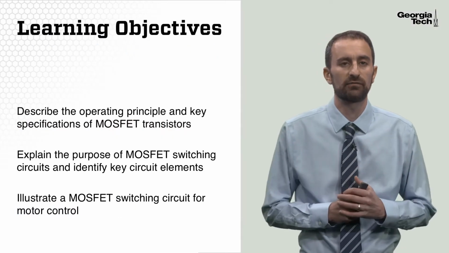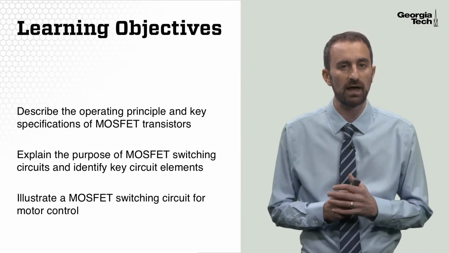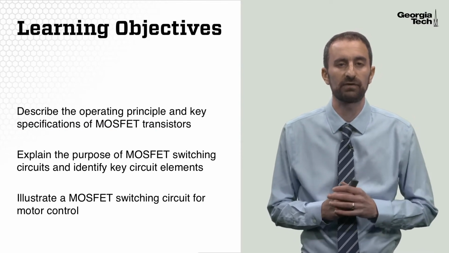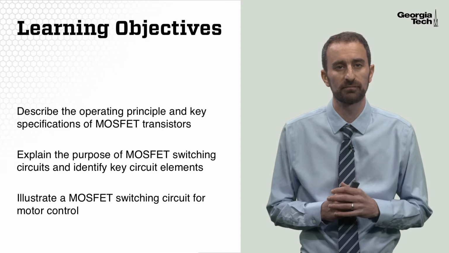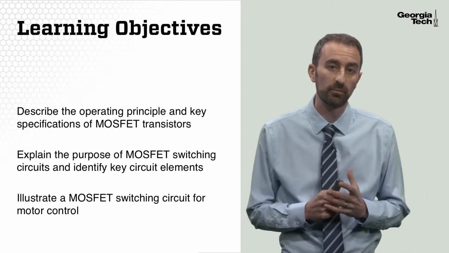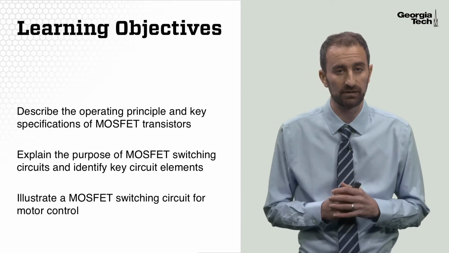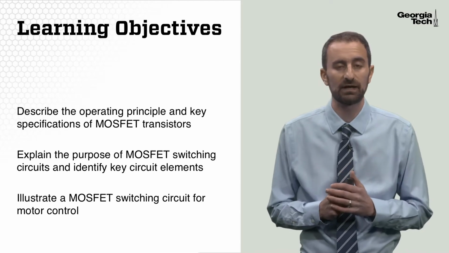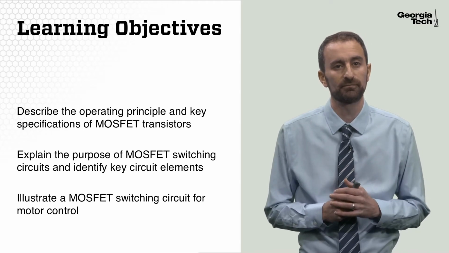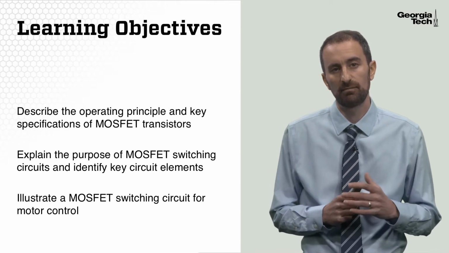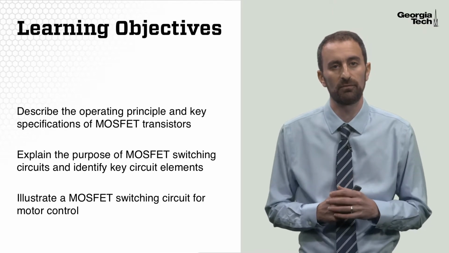The learning objectives of this lesson are to first describe the operating principle and key specifications of MOSFET transistors. We'll then explain the purpose of MOSFET switching circuits, and we'll talk about the key circuit elements in these types of circuits. Finally, we'll illustrate a MOSFET switching circuit for motor control.